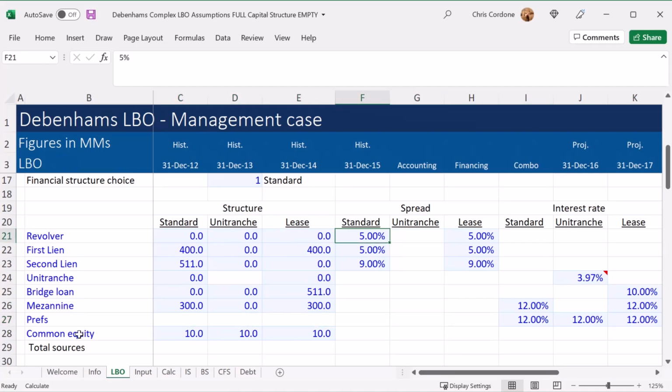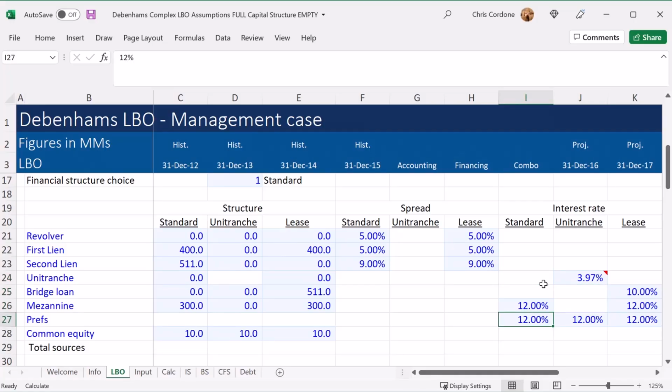We can see the spread on our loans in terms of the spread over LIBOR, and we can also see the unitranche rate. This is a different kind of market rate because unitranche is priced outside of the market, as it's provided by private debt funds as opposed to by banks and bond investors. And then we have rates for the bridge loan and the mezzanine as well.